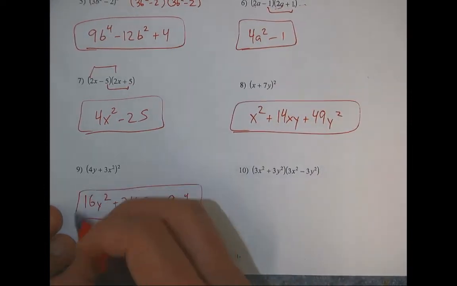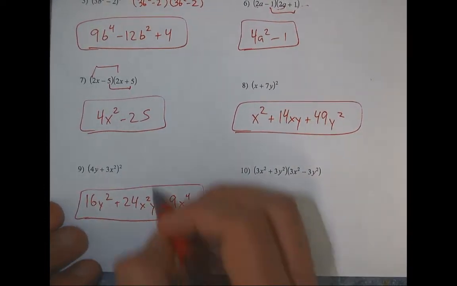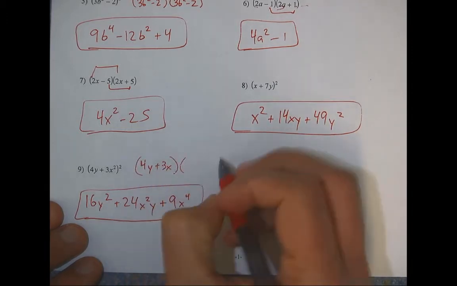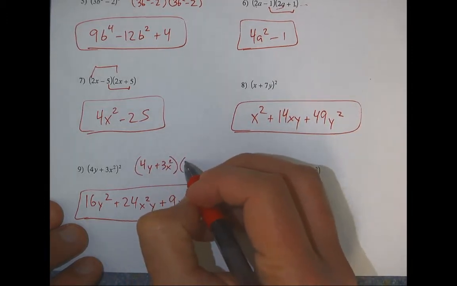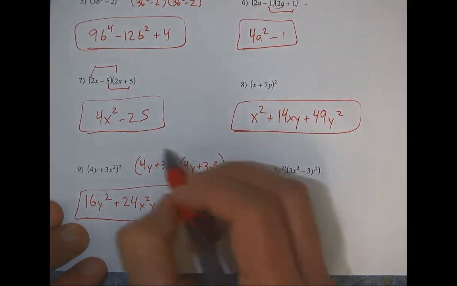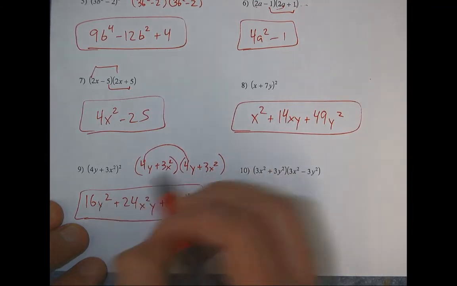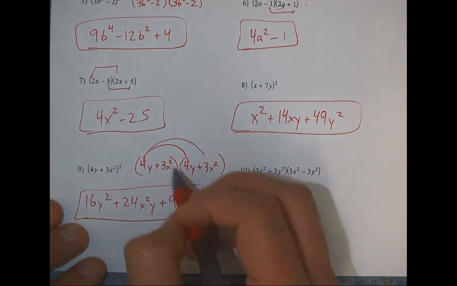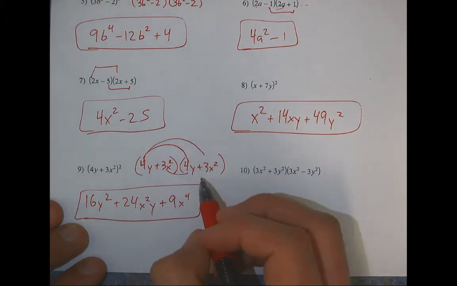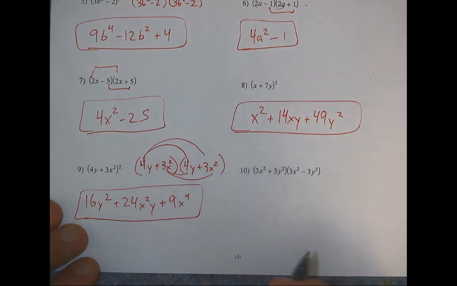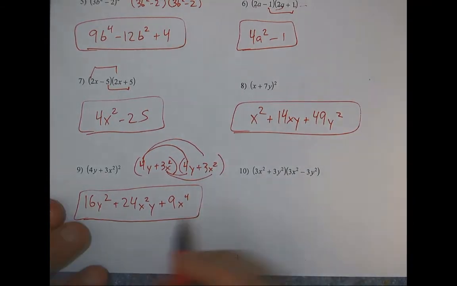I can't stress enough, if you can't get to that jump right there, rewrite it as itself times itself and go through the process. This times this times this is 12x squared y. This times this is another 12x squared y, and they get added together to make the 24, and then these make the 9x to the 4th. So if you get confused, write it out.